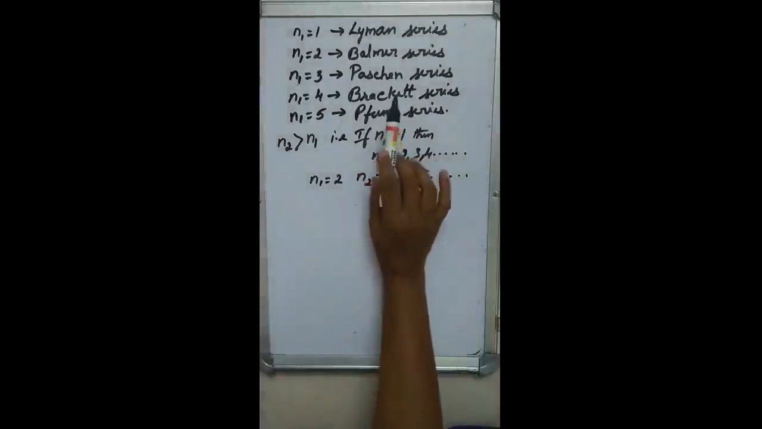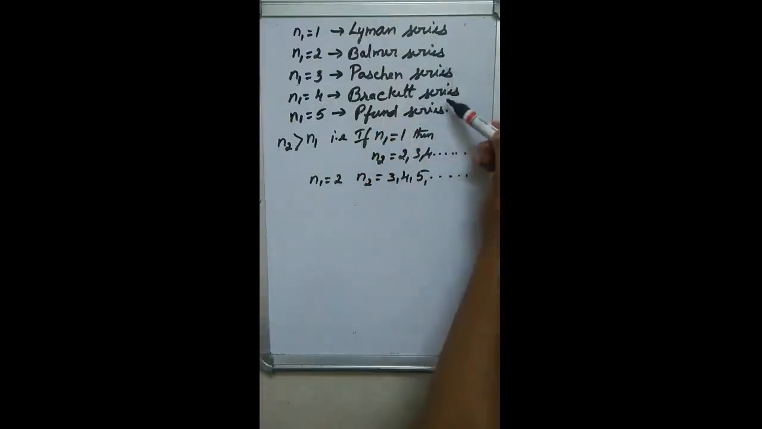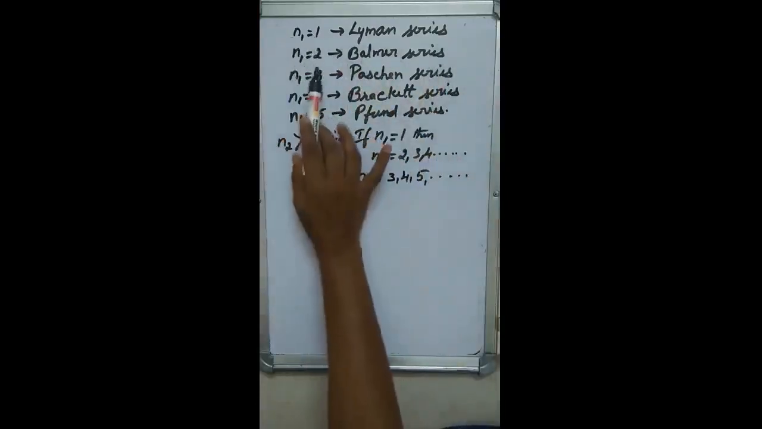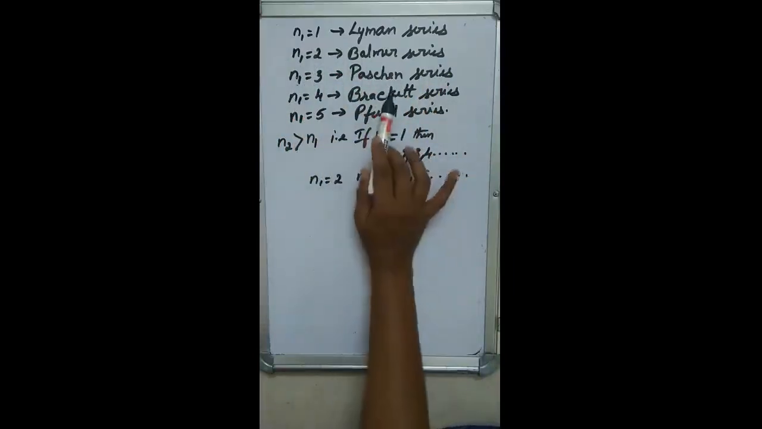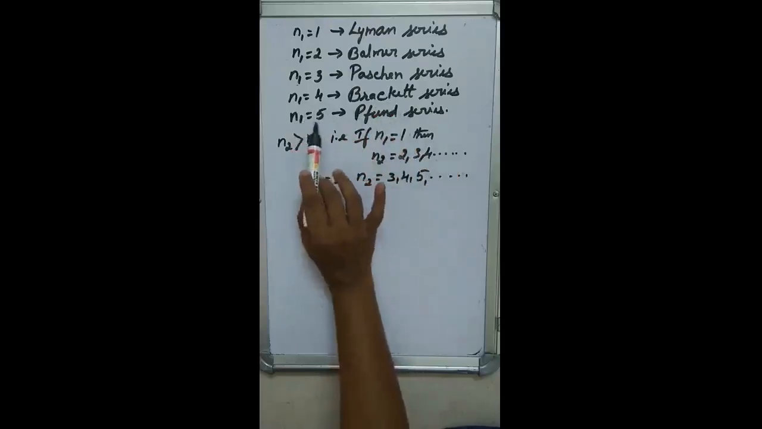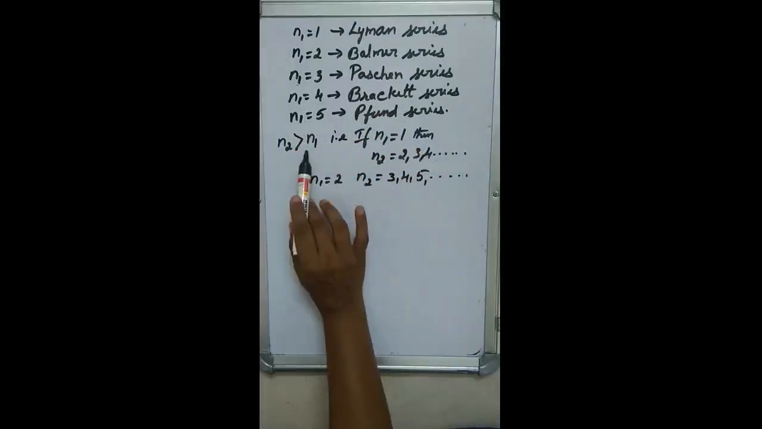These are the different series of line spectrum of hydrogen: Lyman series, Balmer series, Paschen series, Brackett series, Pfund series. This concept I already explained in the previous video. Here n1 equal to 1 means Lyman series, n1 equal to 2 means Balmer series, n1 equal to 3 means Paschen series, n1 equal to 4 means Brackett series, n1 equal to 5 is the Pfund series. Now n2 is always greater than n1.